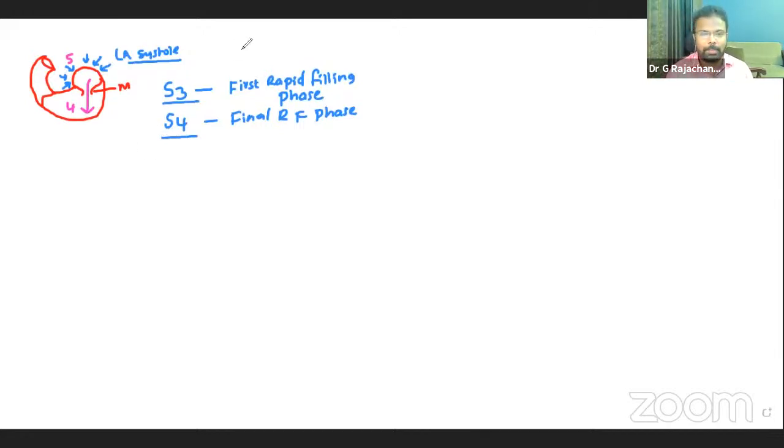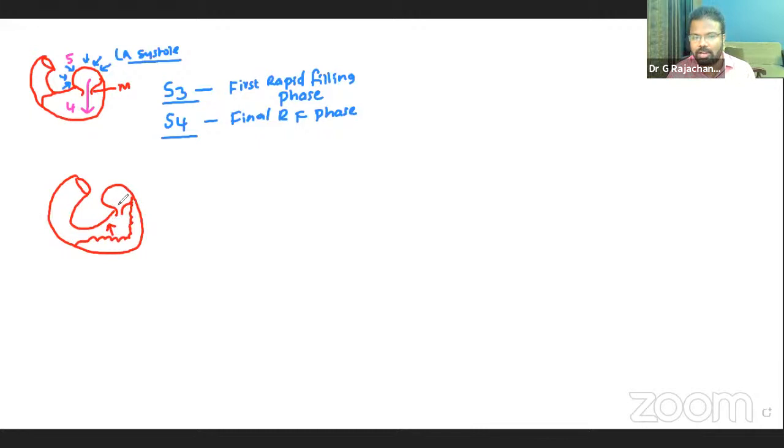Now, we will make a pathological diagram here. See this. This is the left atrium. But now, I am making the ventricle abnormal. What is the abnormality in the ventricle? The ventricle is severely hypertrophied. When the ventricle is severely hypertrophied, what is happening here? The pressure inside the left ventricle is high.